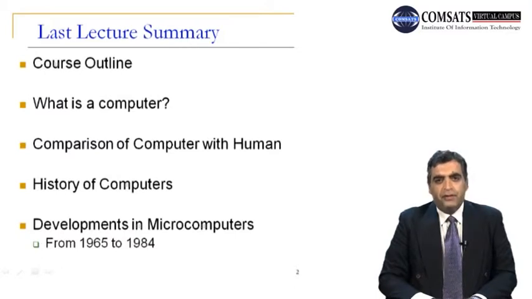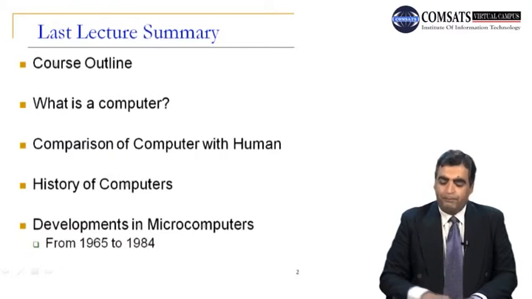And in the end we discussed the 5 generations of computers. The first generation used the technology of vacuum tubes. The second generation used transistors. The third generation made use of integrated circuits. The fourth is very large scale integration, and the 5th generation is artificial intelligence based computers. So this is what we discussed in lecture number 1. I hope you have cleared all the concepts from lecture number 1.